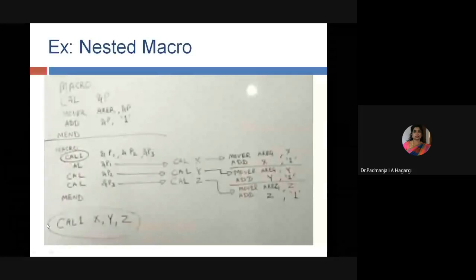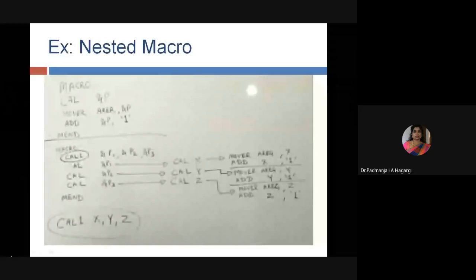But I am executing it only one time here. I am expanding it only one time. So here, to avoid confusion, you can also take x1, y1 and z1, because for the first macro I have already given the values as x, y and z. But this call 1 macro was called only one time in the source program. Call 1 is called only one time.